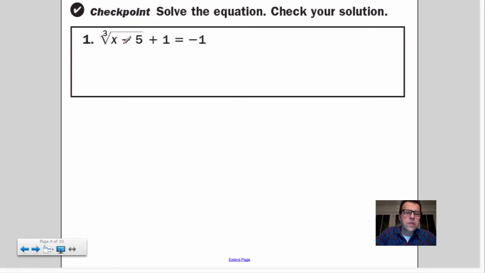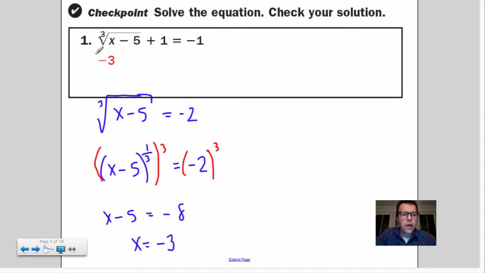Again, this is a little bit harder in the sense you've got this plus 1, so you do not want to raise both sides to the power to eliminate the radical. So why don't you isolate the radical, maybe subtract 1 from both sides, and then figure out what power you need to raise both sides of the equation to eliminate this third root. Go ahead and hit pause, and when you're ready, hit play.